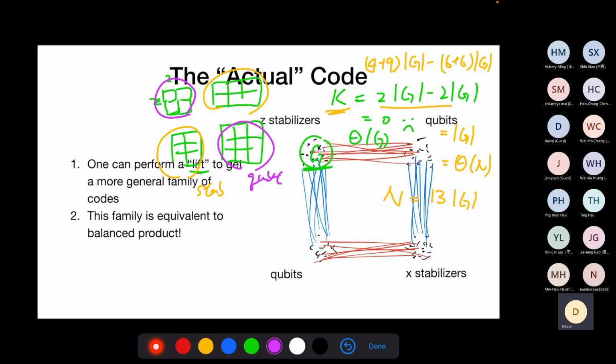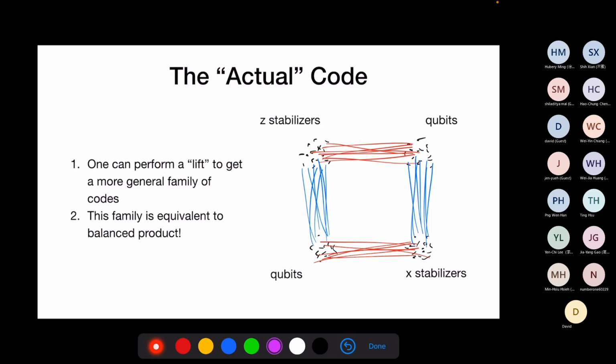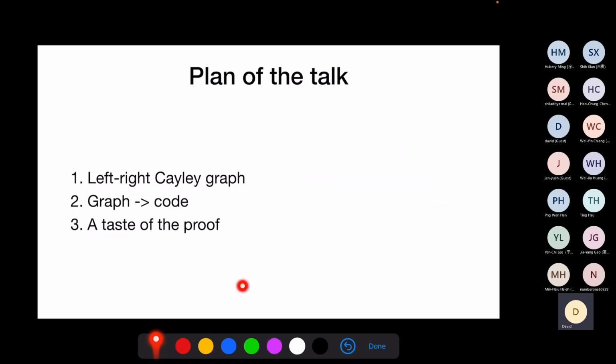And previously I mentioned this balanced product. If you look more closely, you will find that the construction I provide here with the lift is equivalent to their construction. Yeah, that's a fun fact. So we defined the graph and also talked about how you construct the code. And now I will give you a taste of the proof.